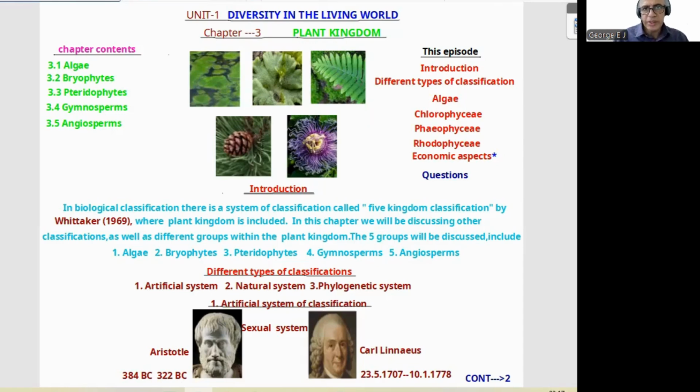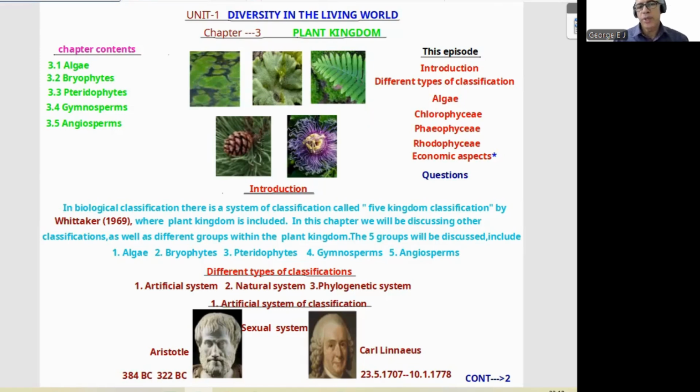So artificial system, that itself indicates it is artificial, meaning not natural, that is how the term comes. And this system is otherwise called the sexual system, specifically the Linnaean system. The Linnaean system is called the sexual system because he used androecium for classification. And 2 famous classical scientists, with a comparatively primitive type of classification.